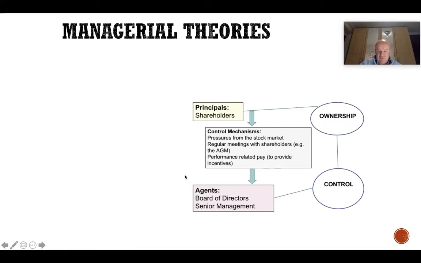Okay, so if we've got the principals, who are the shareholders, they are the principal individuals that own the business, that don't necessarily run it. They certainly own the business. Now, to some degree, those shareholders and the principals will have certain control mechanisms that they can use, for instance, the pressure from the stock market.